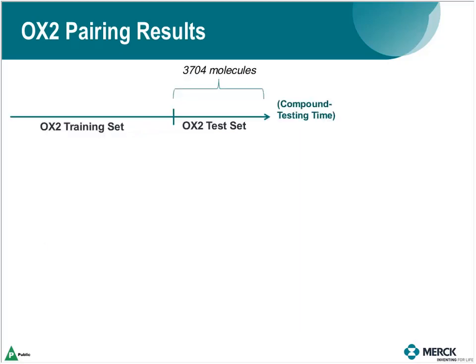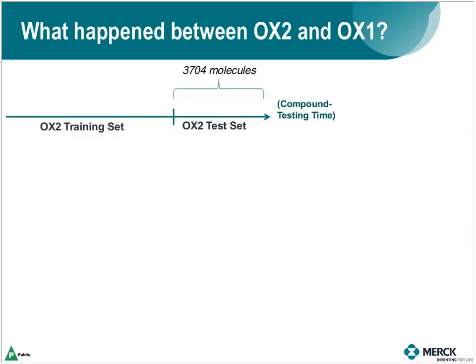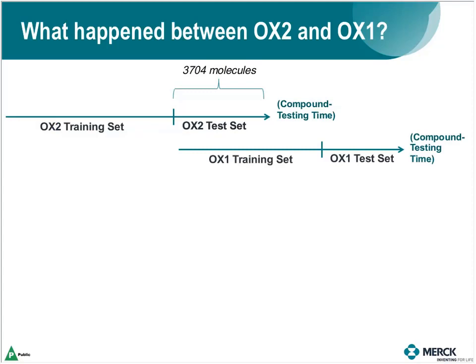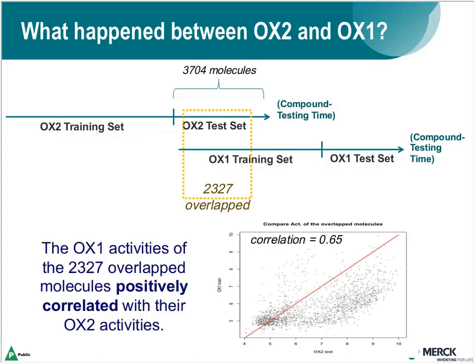So why? Then we went back and looked at our data. We found OX1 was developed in a period before OX2. And the OX2 training set indeed has about 2,000 compounds which exist in both the OX2 test set and the OX1 training set. What's more, the activity between OX2 and OX1 is correlated. So this is the reason it helps.